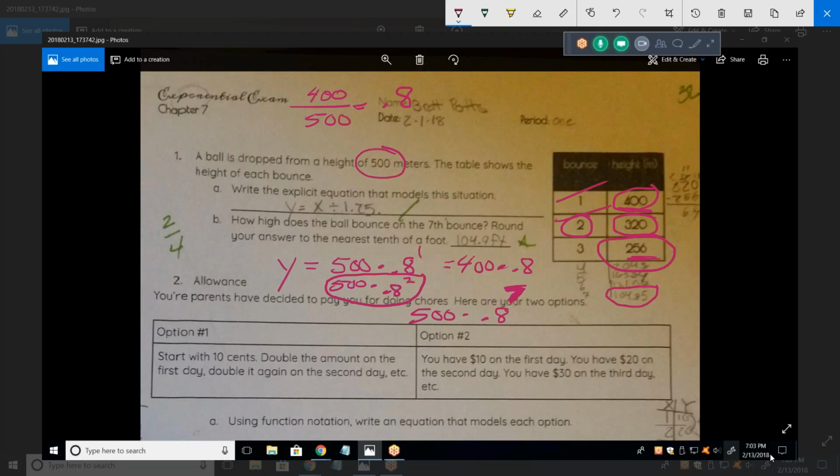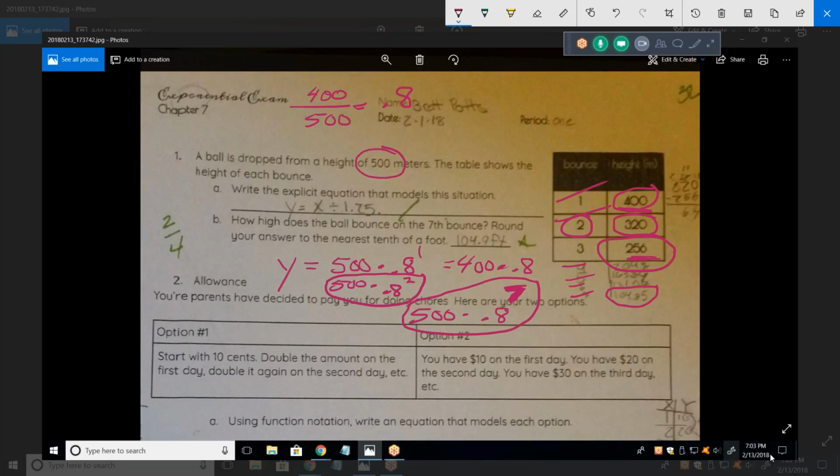104.85. I think maybe I did too many. Okay. Yeah, I didn't check this math, 4, 5, 6, and 7, but I'm quite certain that that is the height on the 7th bounce.